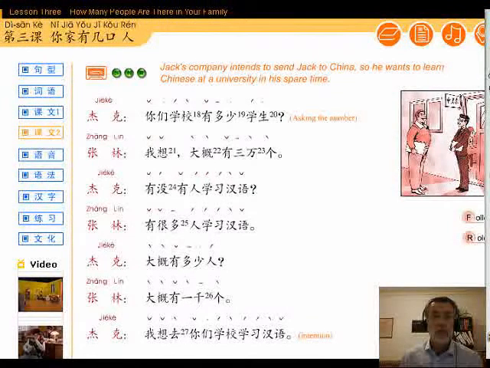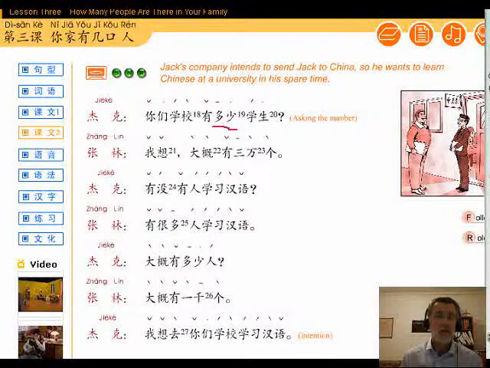Okay, so here we're using the question word, forgive my writing there, 多少. And as I explained today in the lecture, the reason that we're using 多少 in this case is because we're talking about a whole school, and so therefore we would assume there would be more than 10 students.